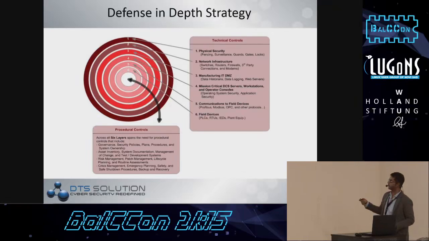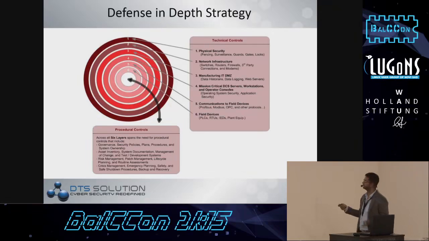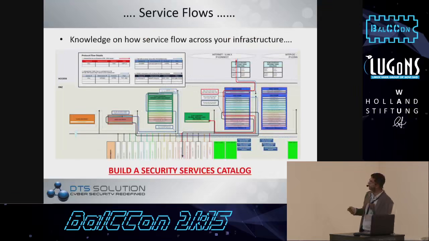So as with everything, we start with physical security. This is very important in SCADA, right? Then the network infrastructure, the layer 2, layer 3, layer 4 level, switching, routing, basic firewalling. The IT DMZ, the mission control systems. So beyond that, hardening the operating system, and then hardening the application itself, all the way up to hardening the PLC units.